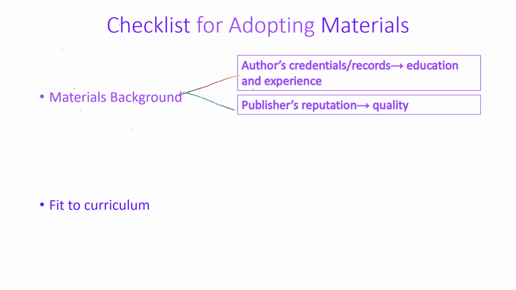Here's a checklist for adapting materials. We could look into the materials background as well as the materials that would fit to the curriculum. So the first one, what would be materials background would be the author's credentials or records. What would be their education and experience. So that would tell you how reliable the information that they are going to provide in the materials will be.